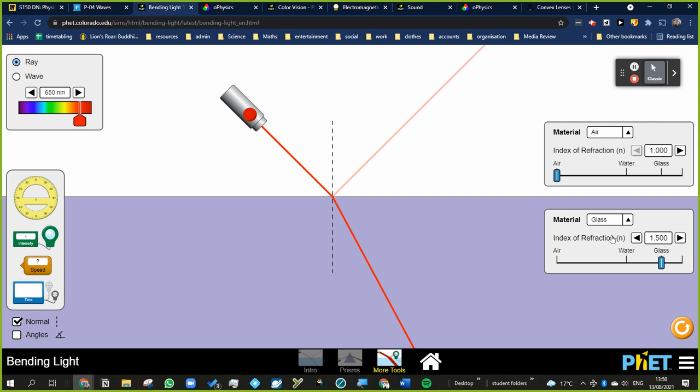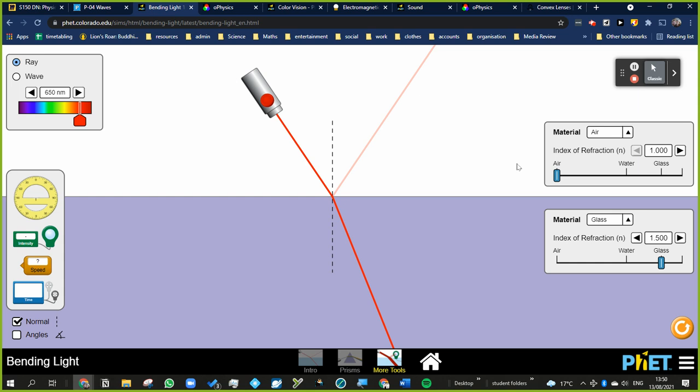This is actually going from air into glass. We know that when we look at glass, we can see our own reflection, but we can also see through the glass into something else. This shows that light can go from air into glass, and then it can come back out again.